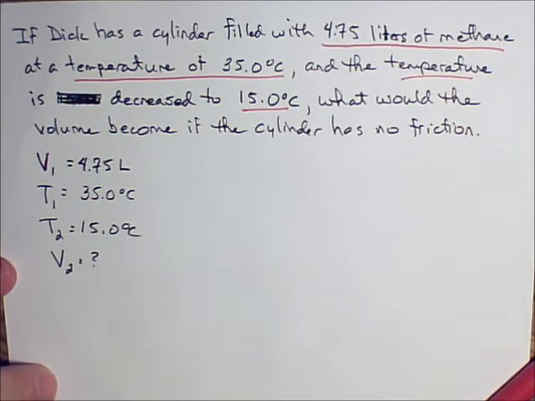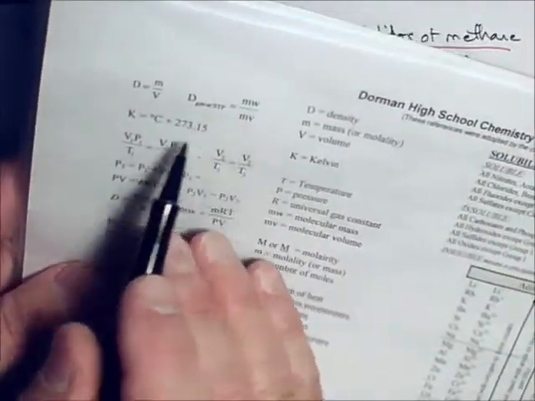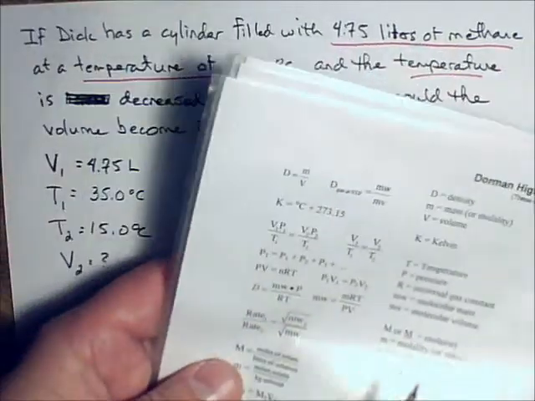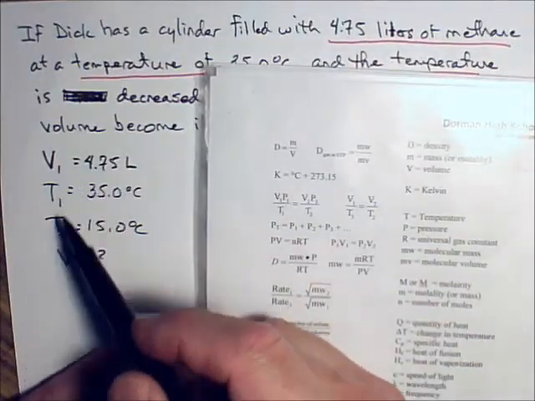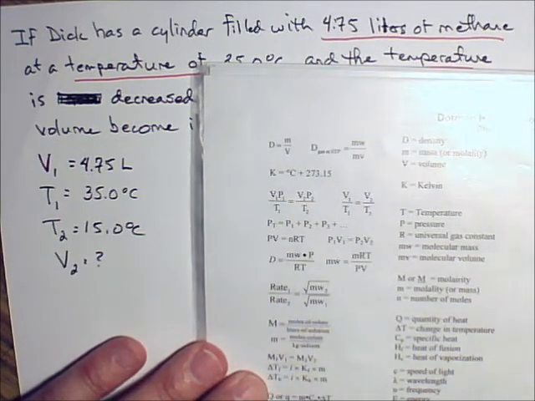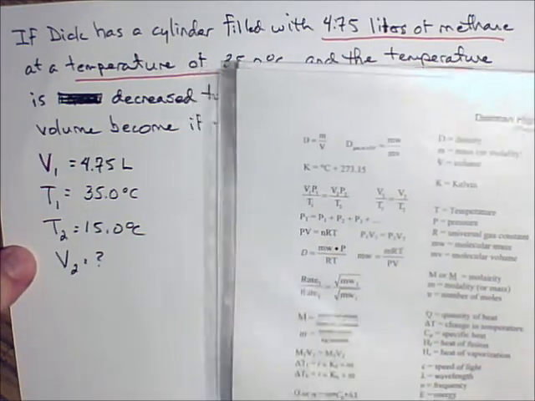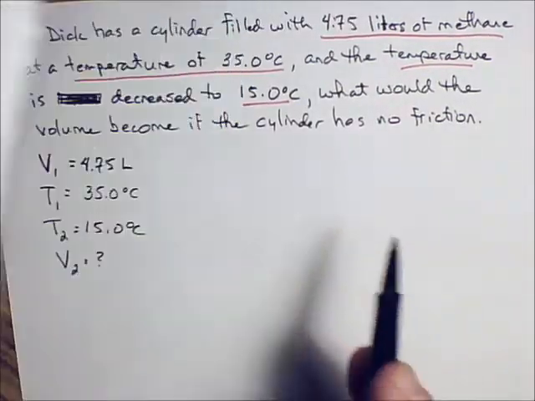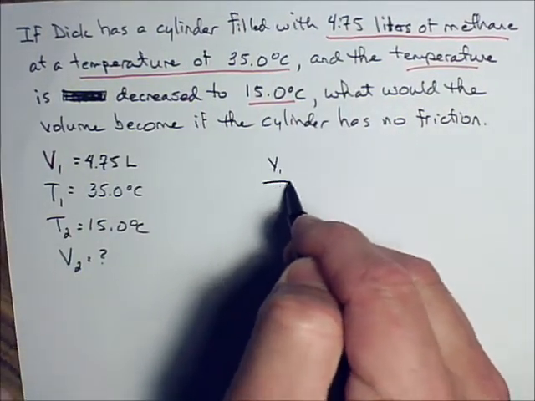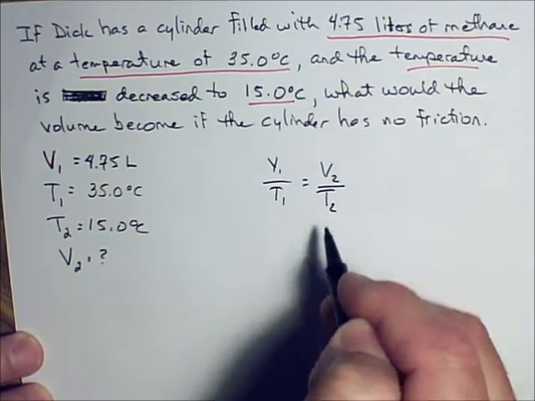Okay? All right. So now we go to our list of equations, our gas laws, and the one that fits this list of knowns and unknowns is this one right here, where we have V1 and V2, and T1 and T2. Oh, okay. See that? So choosing the equation once you make your list of knowns and unknowns should be easy. So let's write down what we have there. V1 over T1 equals V2 over T2.